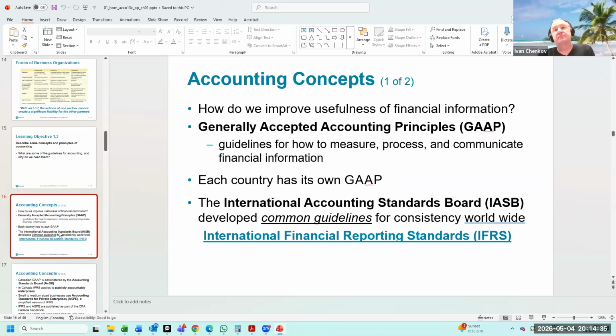Who's going to set up the rules? Who's going to tell us what to do, how to do it? Who's going to set up the principles? Who's going to make the guidelines for the process? That will be based on what kind of company we are and who our users are. So in order for the accounting information to be useful for the users of the financial statements, not for the people who run the company, the company has to follow principles. Who sets up the principles?